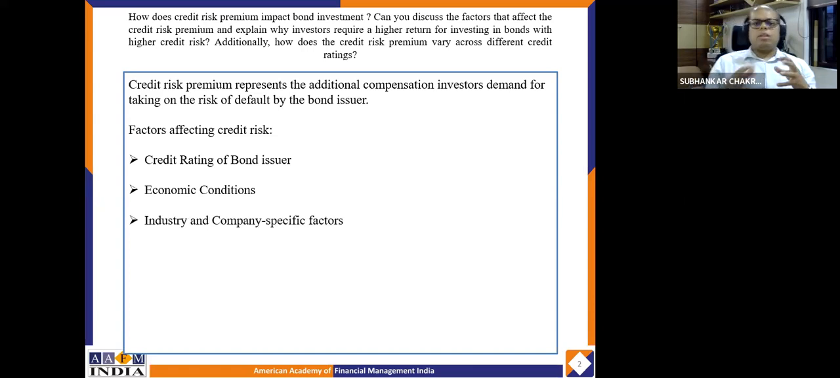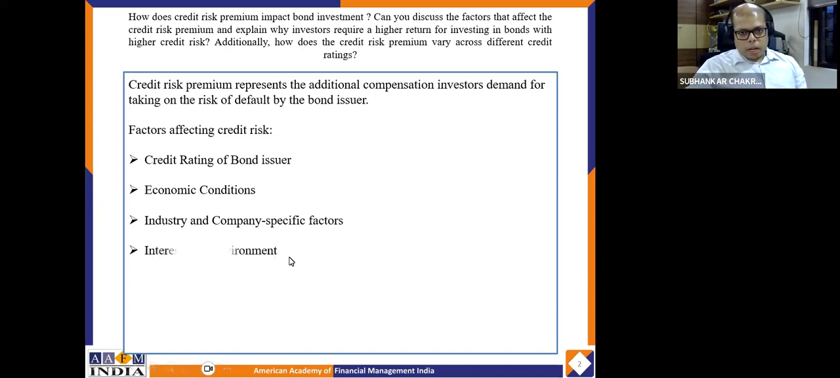All right, people have started demanding less premium for their investment. The third is industry and company specific factors. Certain industries can be very risky, some very stable, and based on that you can have your credit rating. Sometimes metal can look very risky, or real estate, or IT, or oil and gas. Depending upon that, the issuer of that bond will have higher or lower credit risk, and the investor will have a higher or lower credit risk premium.